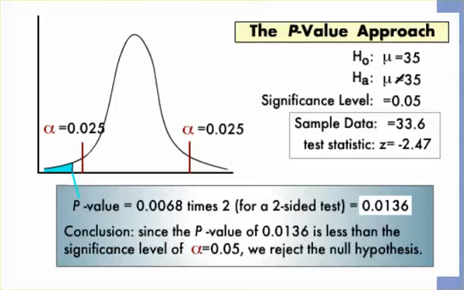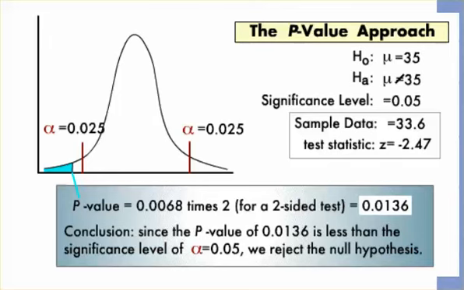I want to go over the p-value approach. What you have in front of you is a null hypothesis that states the mean is 35. We have the alternative hypothesis, it's not 35. And our significance level, or alpha, is 0.05.